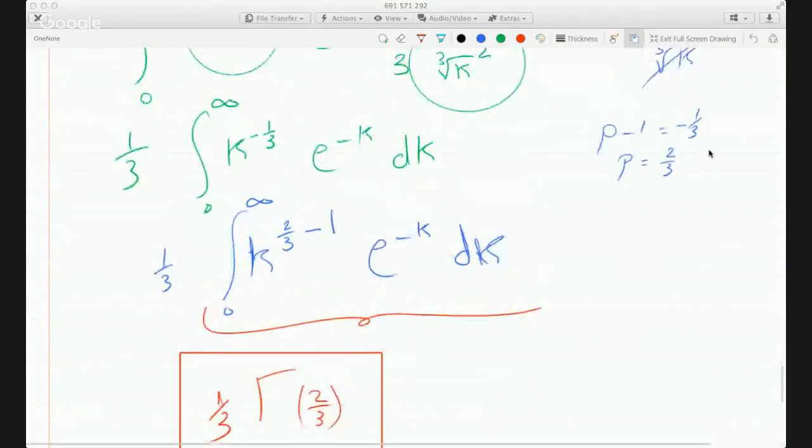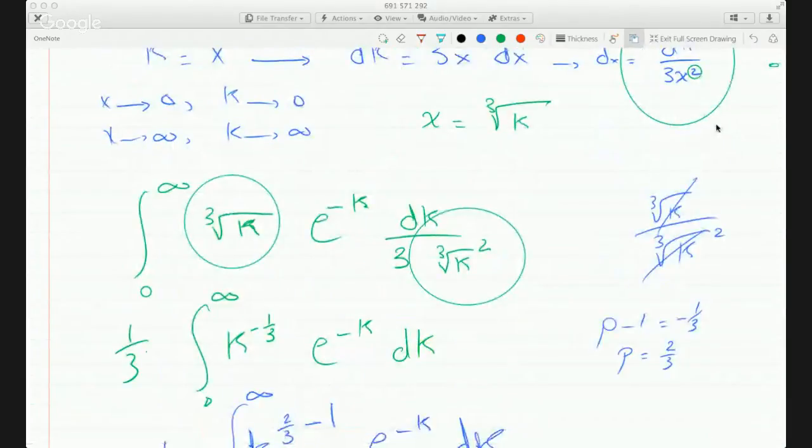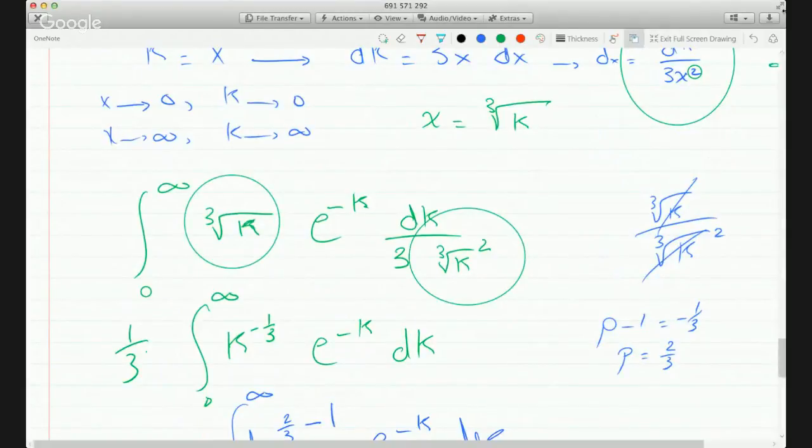You see how to manipulate that from x dependency to k dependency, so you can put it in the form of gamma.